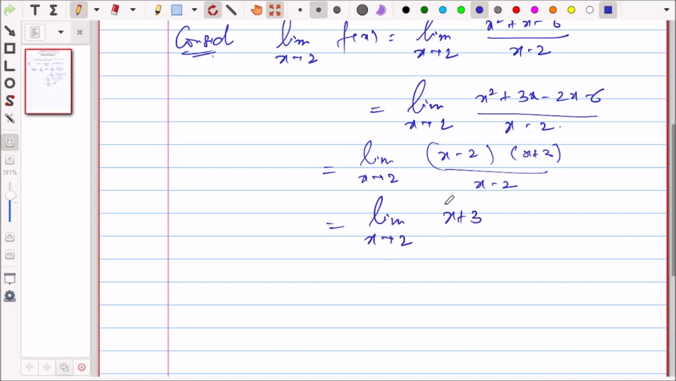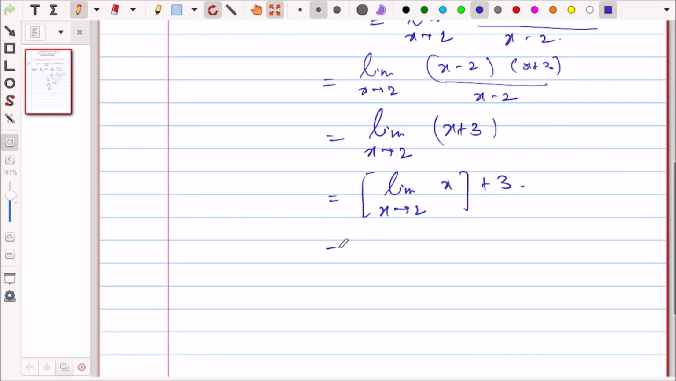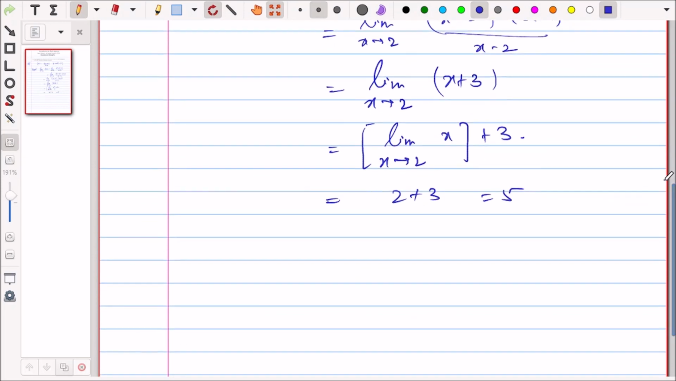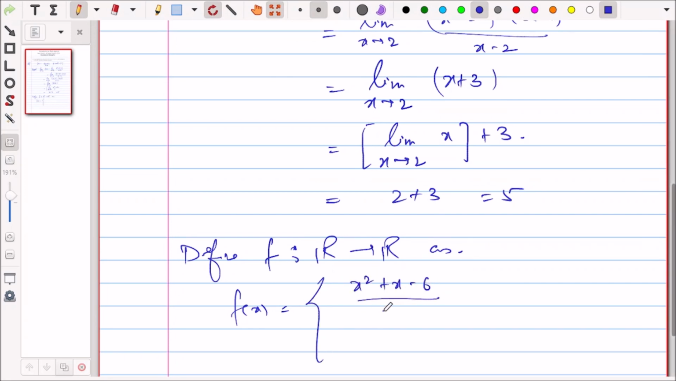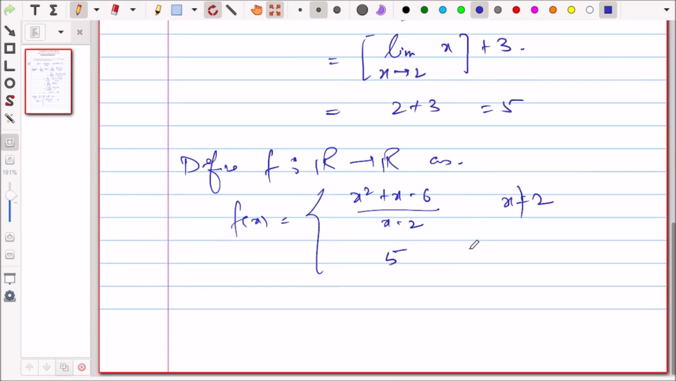Now you can use algebra of limits. Using algebra of limits, this is the limit as x tends to 2 of x + 3, and we know this limit is 2 + 3, which is 5. So since the limit exists, we can define f to be continuous. Define f from R to R as f(x) = (x² + x − 6)/(x − 2) when x is not equal to 2, and 5 when x is equal to 2.